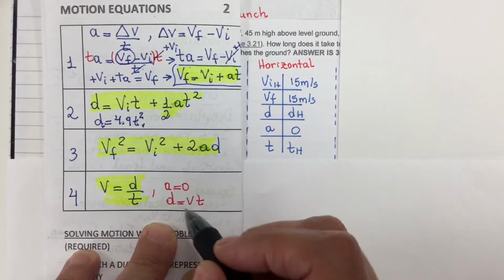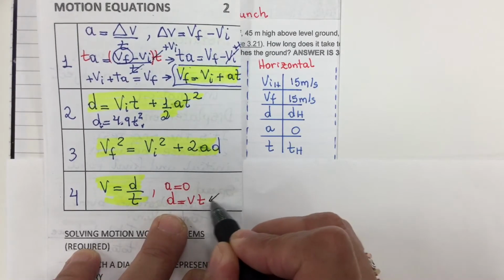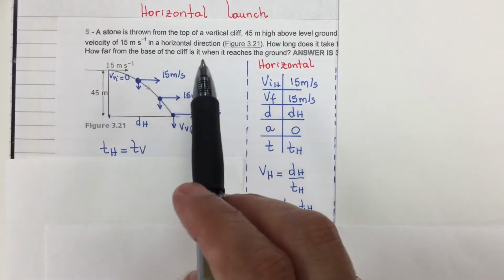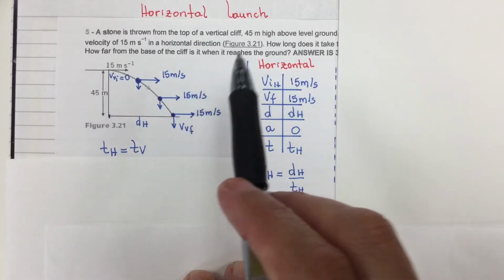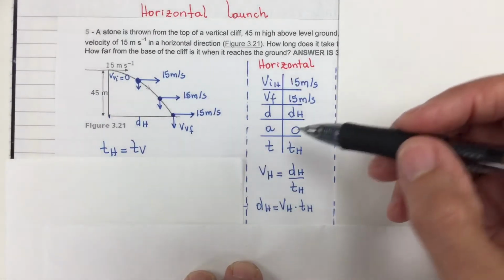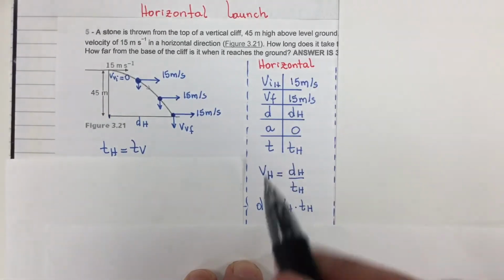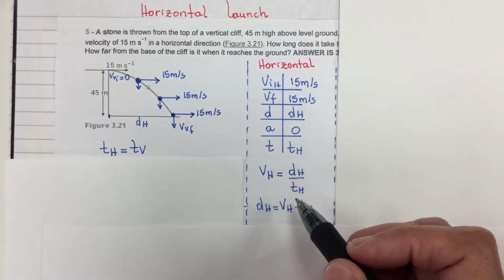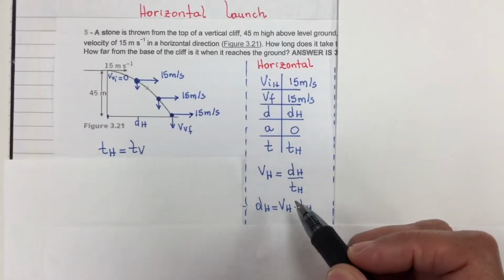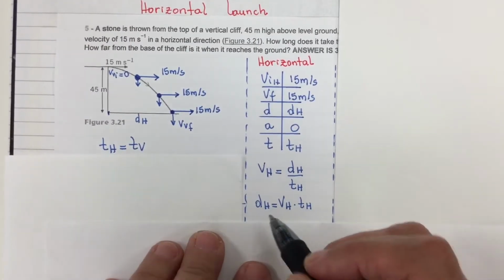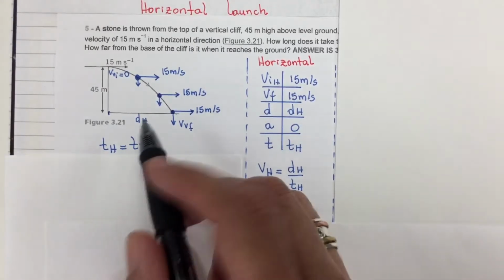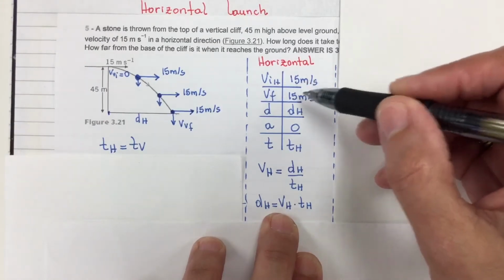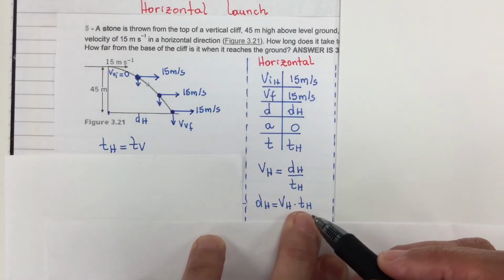In this case, I'm going to write something similar to this one. Because the problem is asking how far from the base of the cliff the stone reaches the ground, I can use this table to calculate this value. So here we have, I just show you the selection of equation. So I have here my horizontal distance is the horizontal velocity, which I have, times the horizontal time.